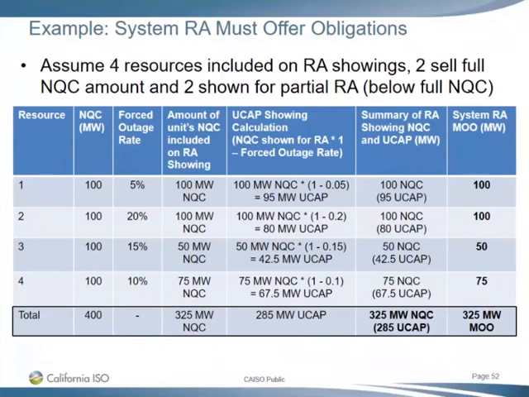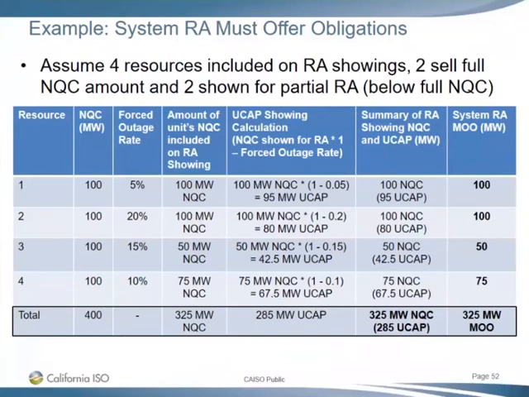The next column shows the UCAP calculation based on what they're showing as RA capacity. So again, as we mentioned, the NQC shown for RA times 1 minus the forced outage rate would give us the UCAP amount for each resource. The next column shows the summary of the NQC versus the UCAP. So the NQC is 100 for the first 2 resources, but their UCAP is less depending on what their forced outage rate is. And then for resources 3 and 4, we have the partial NQC of 50 and 75, and their UCAP is based on that.